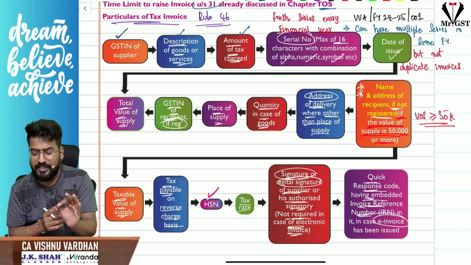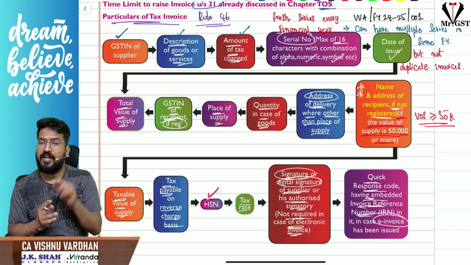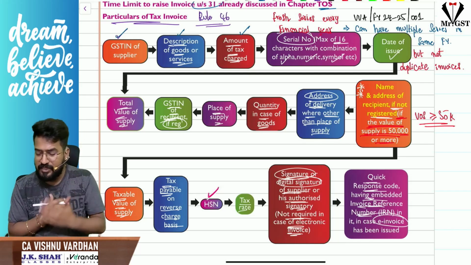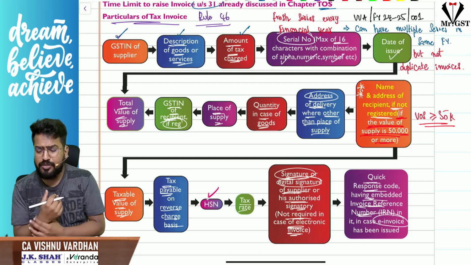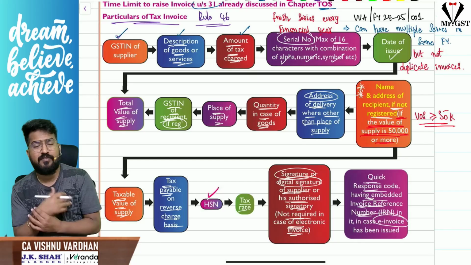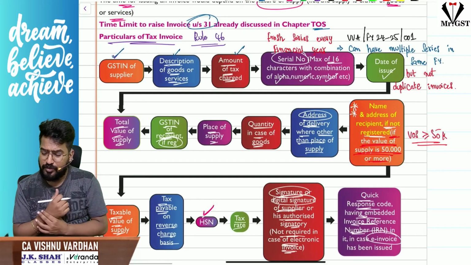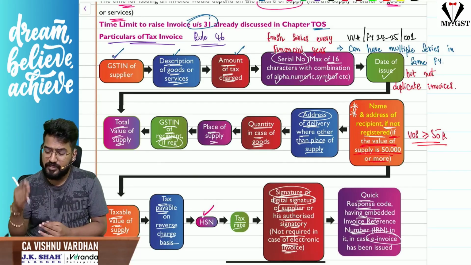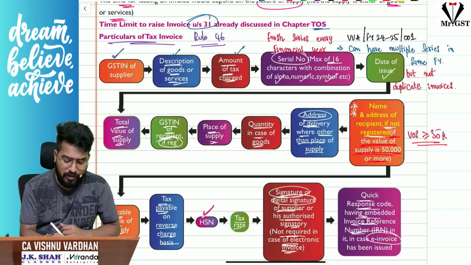The only thing is it should be a maximum of 16 characters, and every year you should start a fresh series. You can also have multiple series in the same financial year. For different clients also you can maintain different series, that is also allowed. Of course, the serial number cannot be duplicate. Next, the date of issue of the invoice should be there.